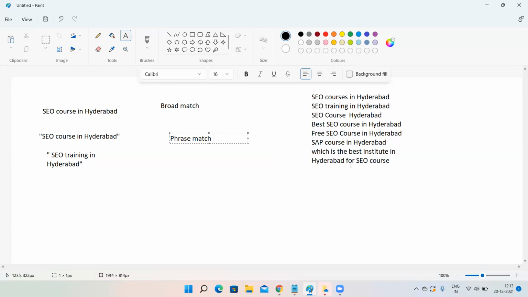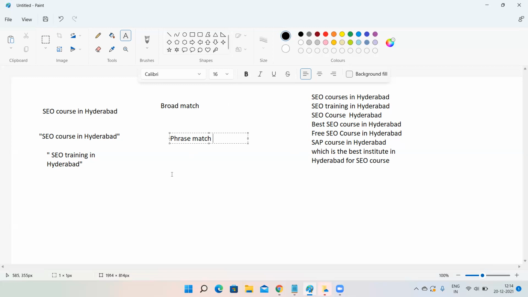So phrase match is nothing but you have to mention your keyword in phrases. By default, Google will take broad match. You have to mention it in phrases. And anybody can add anything before or after your keyword. If they add anything before or after your keyword, then also your advertisement will appear. For best or top SEO course, there is no problem. But when somebody is searching for free SEO course in Hyderabad, then only problem arises. So let's solve this problem later. This is about phrase match.